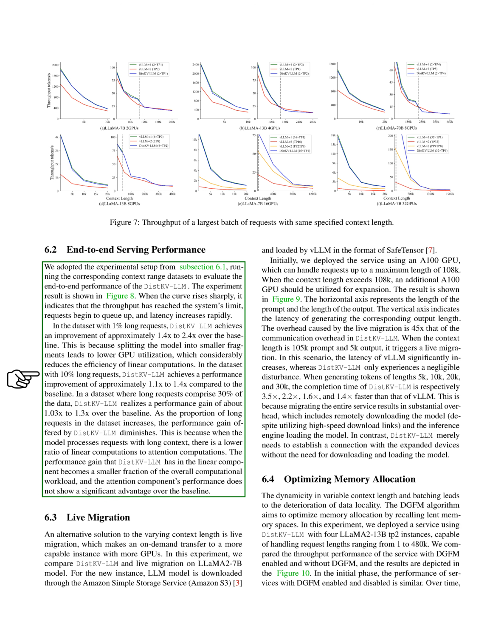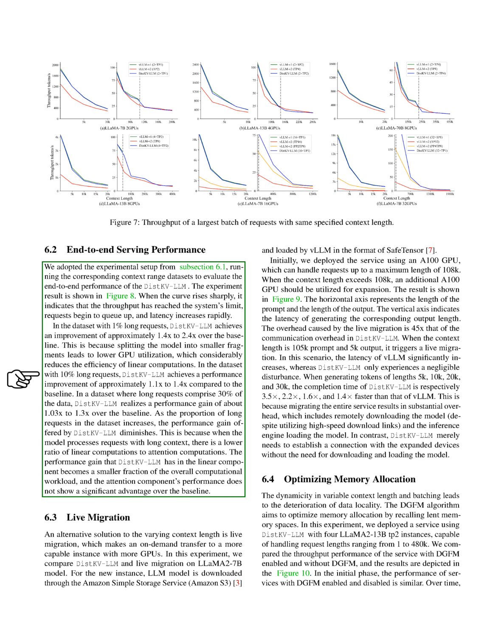We also evaluated the end-to-end performance of DistKV-LLM using the corresponding context range datasets. When the curve rises sharply, it indicates that the throughput has reached the system's limit, requests begin to queue up, and latency increases rapidly. In the dataset with 1% long requests, DistKV-LLM achieves an improvement of approximately 1.4x to 2.4x over the baseline. This is because splitting the model into smaller fragments leads to lower GPU utilization, which considerably reduces the efficiency of linear computations.